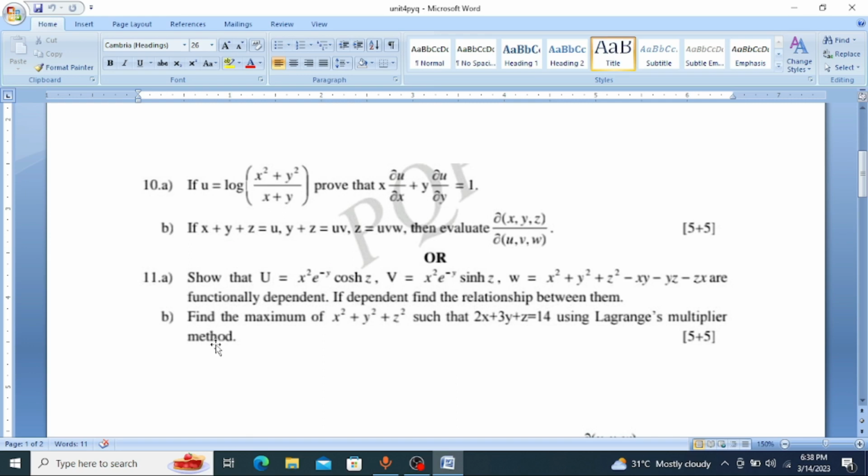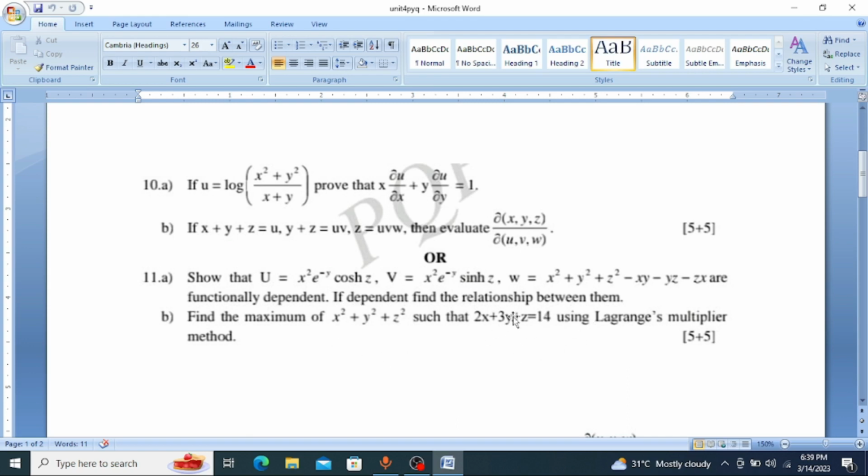The next question, find the maximum of x square plus y square plus z square such that 2x plus 3y plus z is equal to 14 using Lagrange's multiplier method. So you have to find out the maximum of the function. This is a function f and this is the phi. Lagrange multiplier method, we have the formula as capital F is equal to small f plus lambda into phi. So this is a small f function and this is a phi.